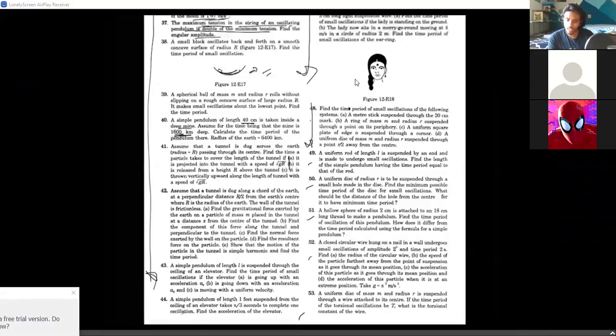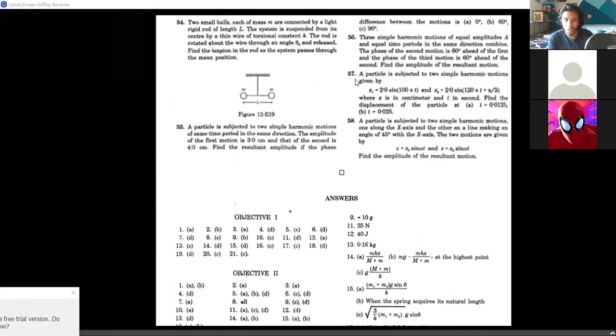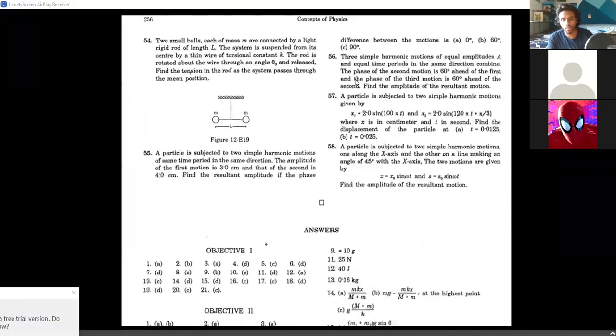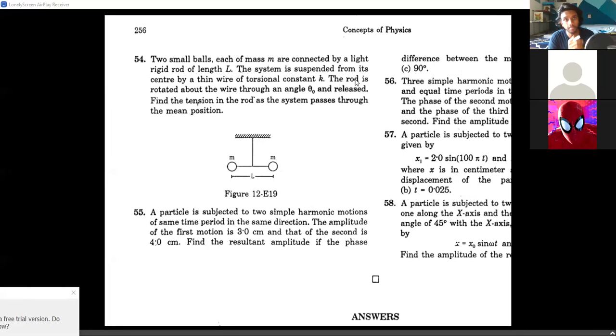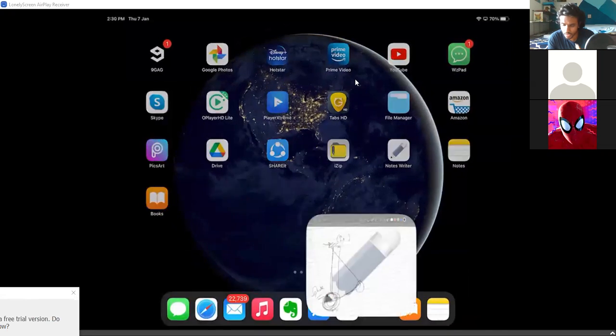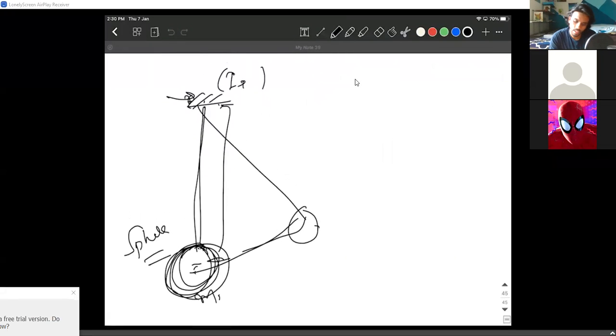Once those questions are over, I'll have to talk about the torsional pendulum. Now this is an interesting bit. The torsional pendulum. Does anyone know what torsion means? Anybody?